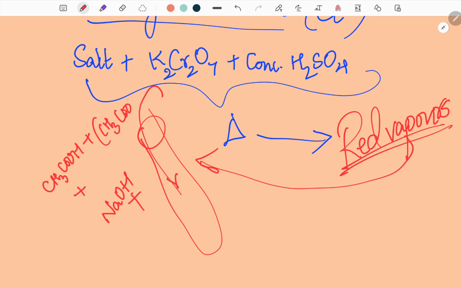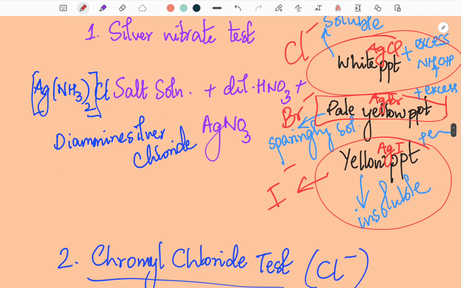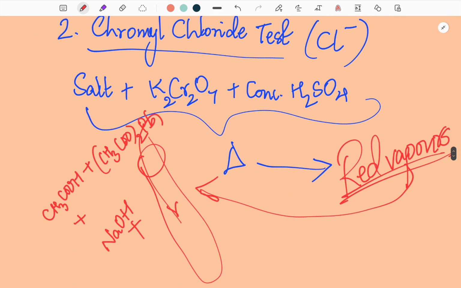So this is quite lengthy and it is also difficult to perform. So I recommend you to just include this in the writing part, and for the test that you need to perform, please do the silver nitrate test, that is easier. So you have to pass the red vapors through a test tube which has NaOH, and after you add the NaOH and the red vapors, you need to add acetic acid and lead acetate.